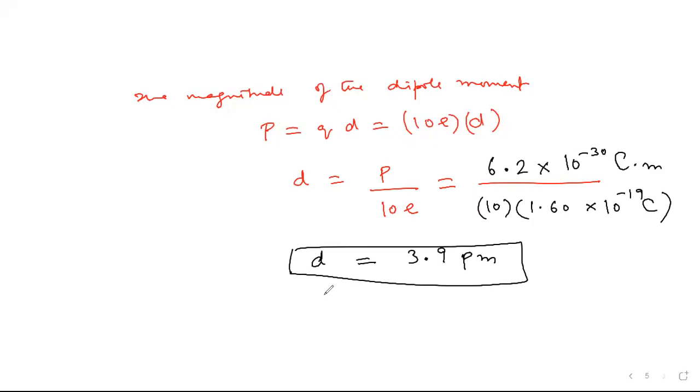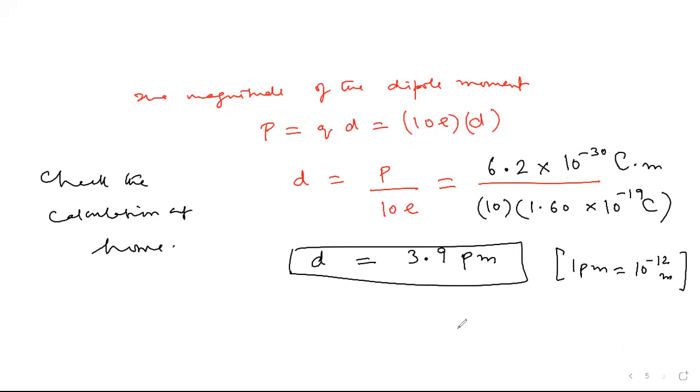3.9 picometer. Remember, 1 picometer is 10 raised to the power minus 12 meter. So it is 3.9 picometer. This is the answer of part A. This is the separation distance between the centers of positive and negative charge in the case of the H2O molecule, right? As always, check the calculation at home.